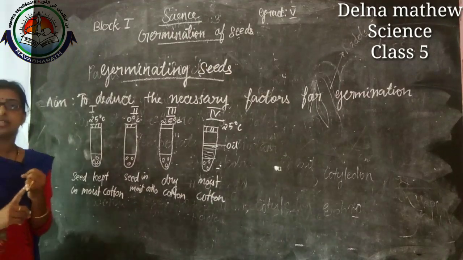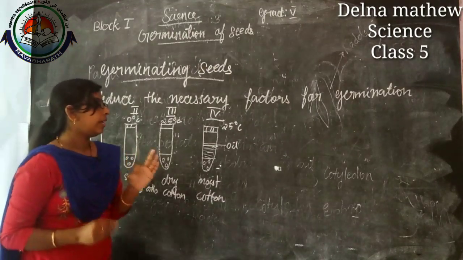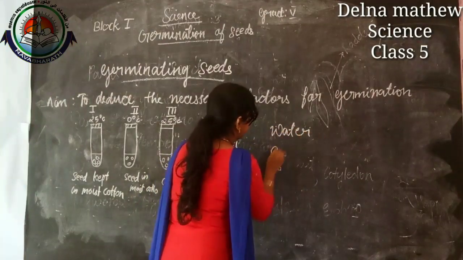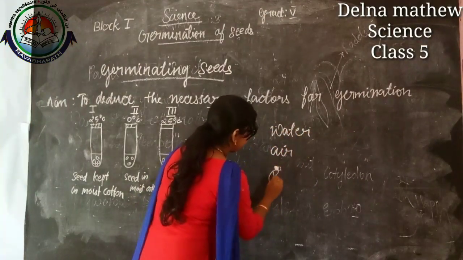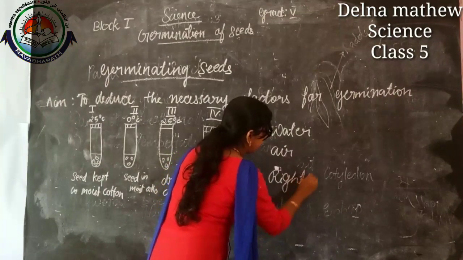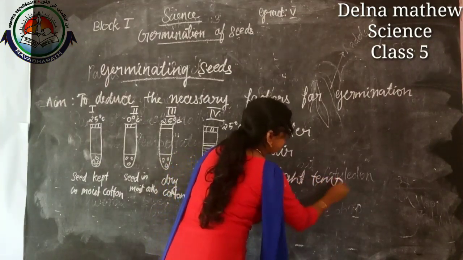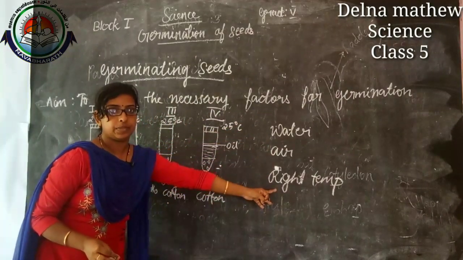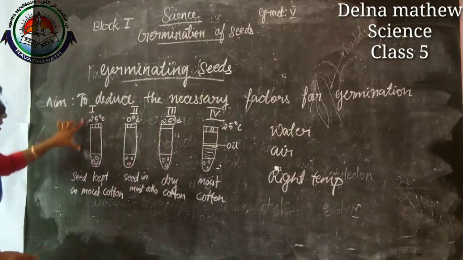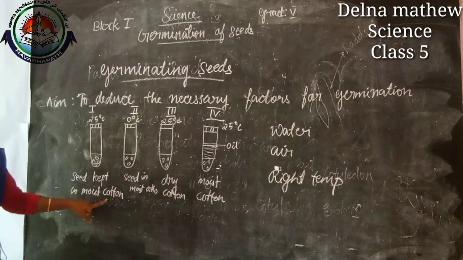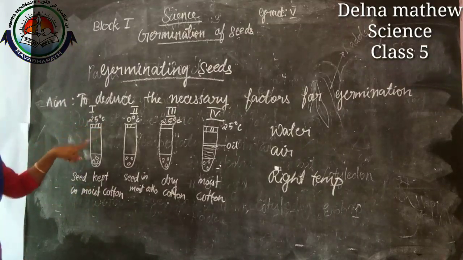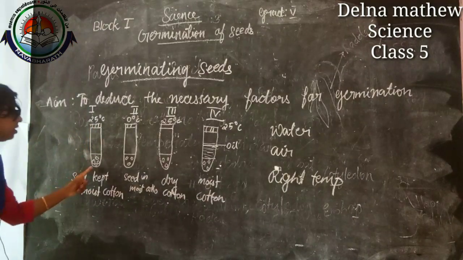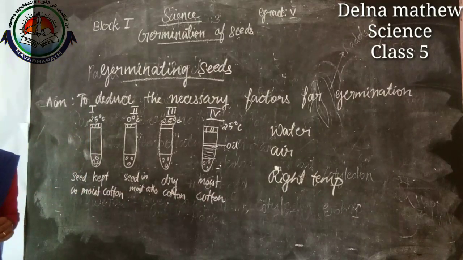Here we already discussed the 3 essential factors, that is water, air and temperature, right? These 3 factors we are giving. Now look at the first test tube: seed kept in moist cotton, providing the temperature 25 degrees Celsius, air is also present. Will this seed germinate or not?